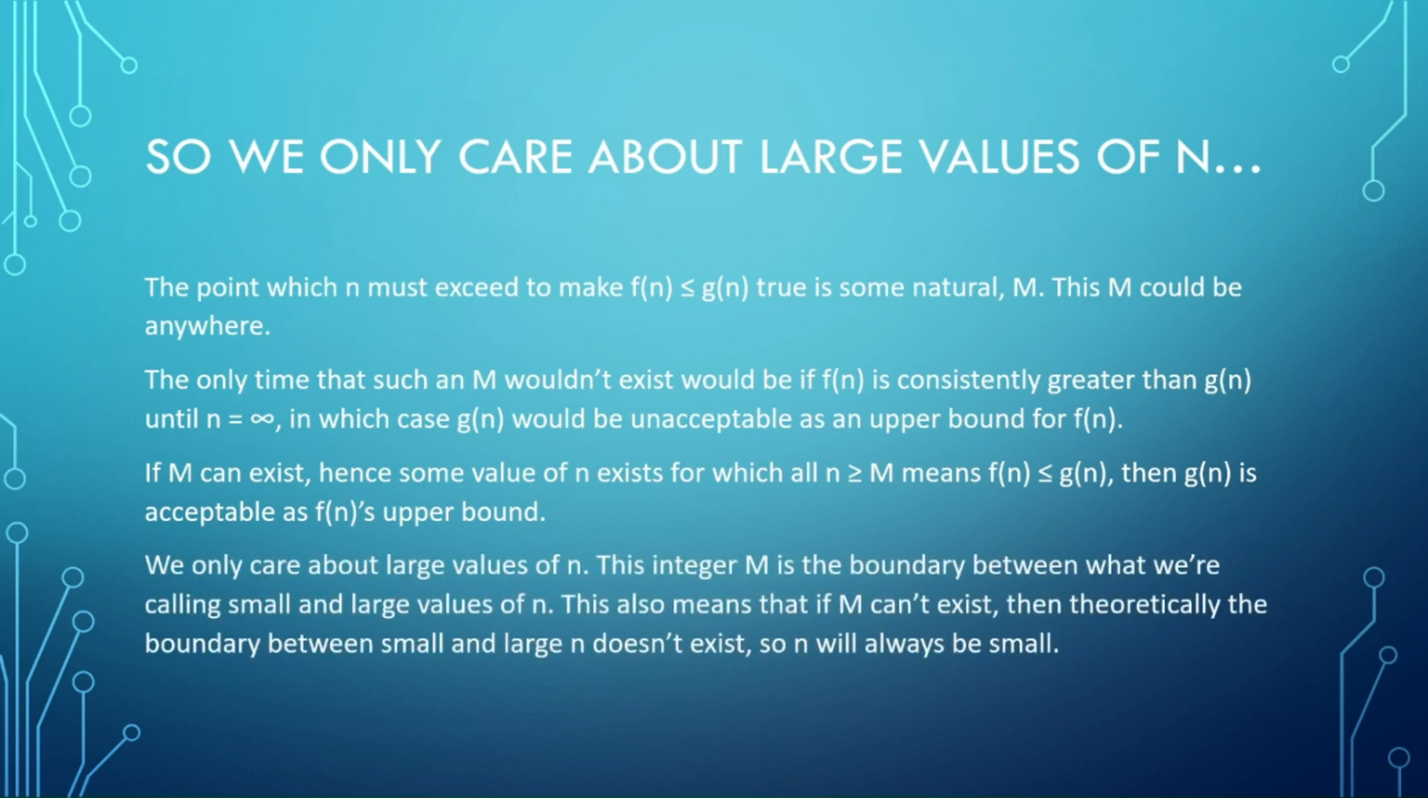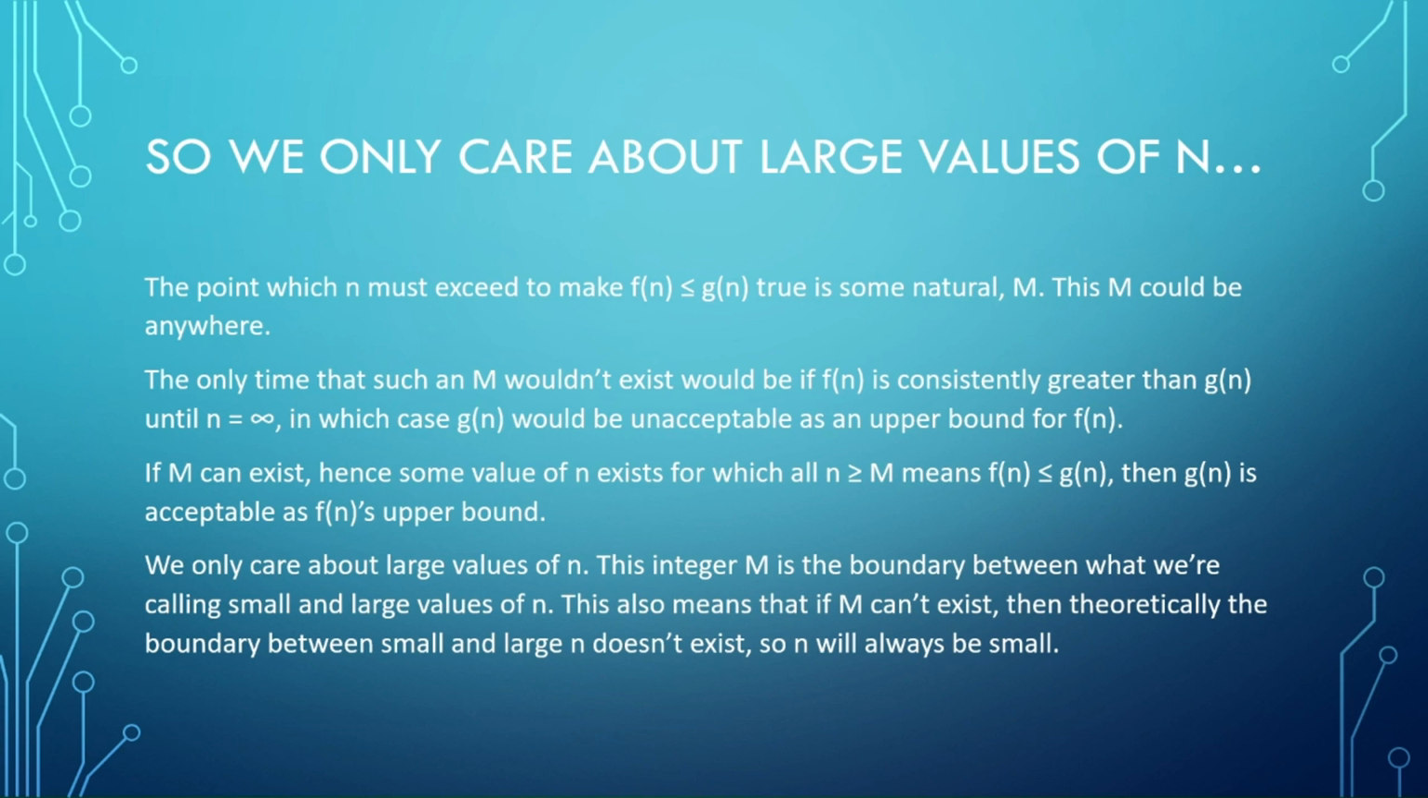So, as you said, we only care about large values of n. This integer m is what we're using to define small and large values of n. So it's the boundary between what we're calling small and large values of n. This also means that if m can't exist, like in the second paragraph, then theoretically the boundary between small and large n wouldn't exist.